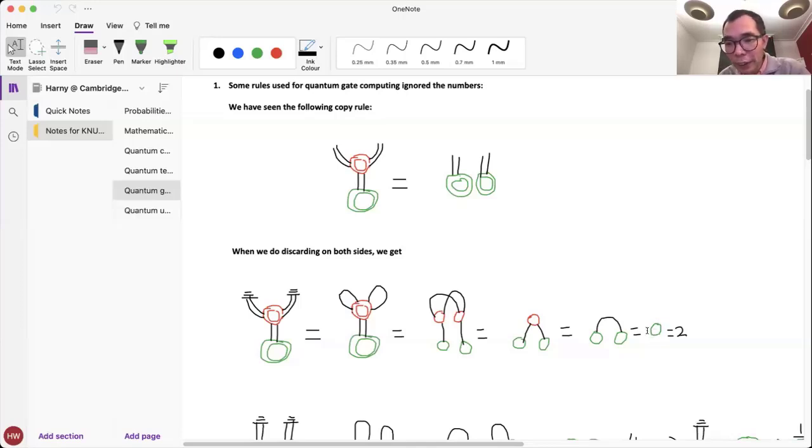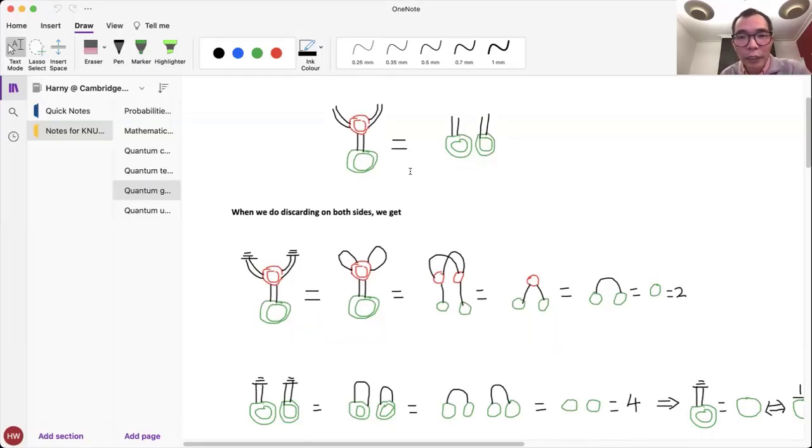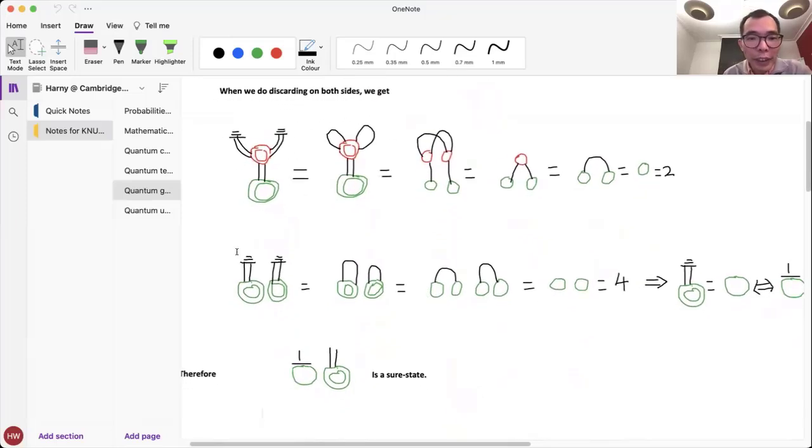As we said, this single green circle is just the number 2. So once we discard the output, we will get number 2. Now let's check the other side. If we discard here and here, this discarding just means a single cap here and a single cap here, and similarly we write the double diagonal into a single.